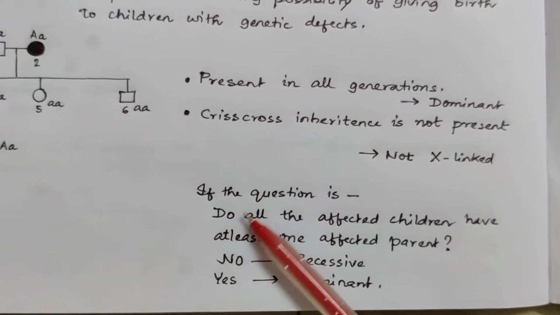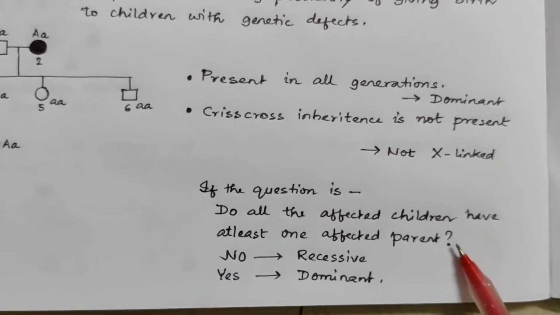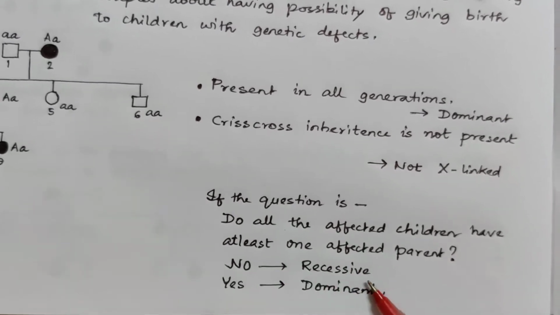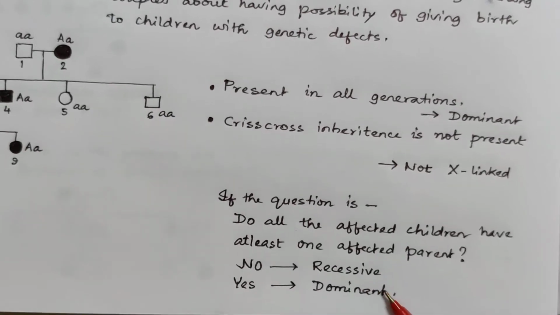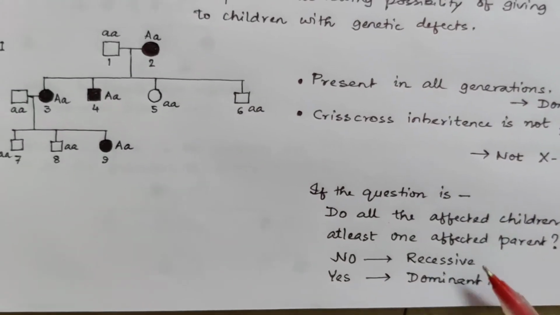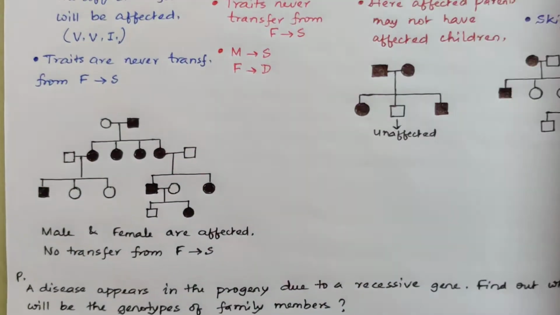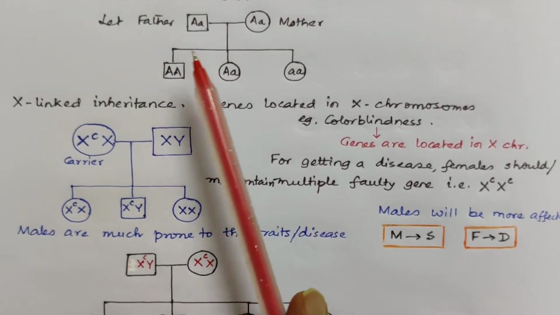Again I repeat, do all the affected children have at least one affected parent? If your answer is no, then it's a recessive trait. But if your answer is yes, then it's a dominant trait. We come to another type of pedigrees over here.